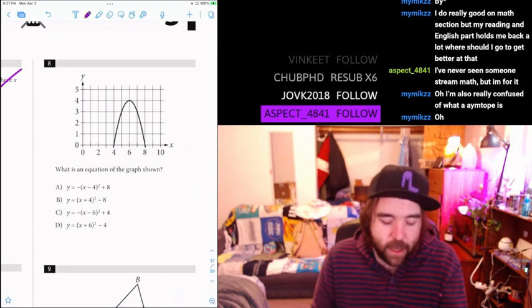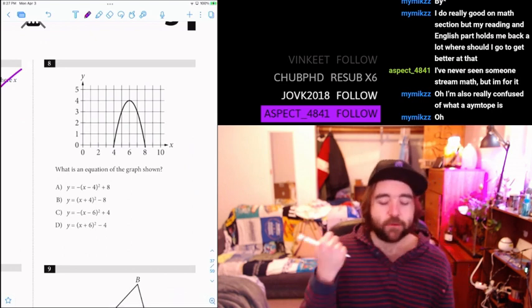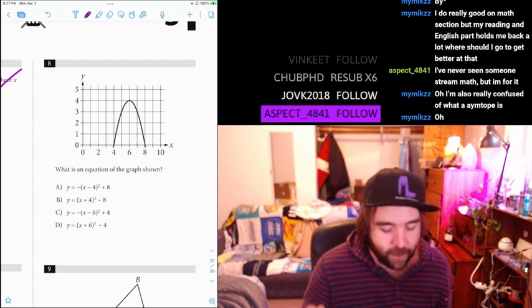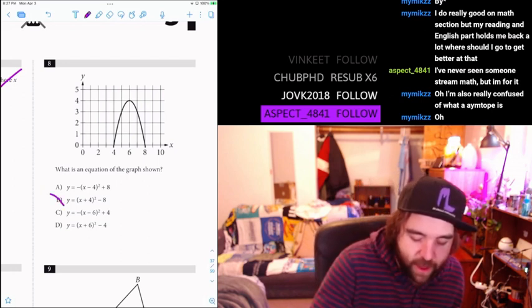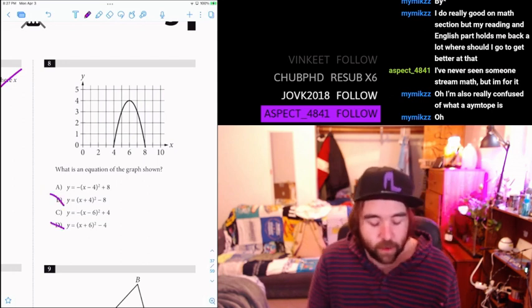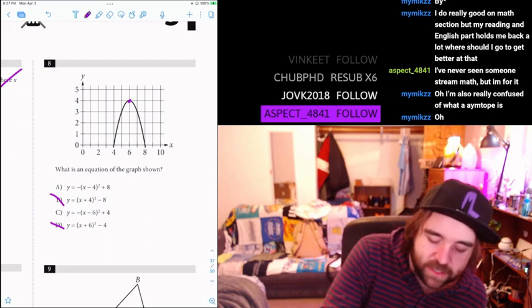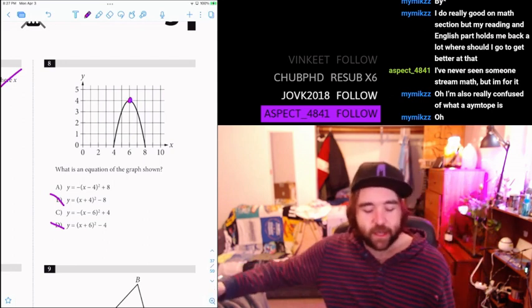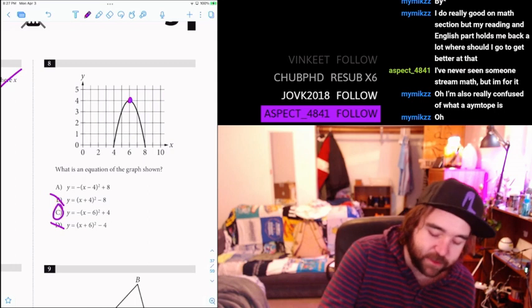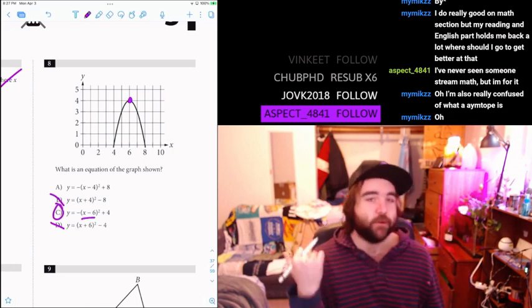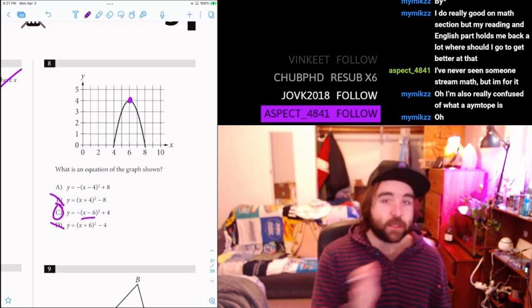All right, 8. So it's a parabola. What do you notice first? The parabola is upside down. That means it has to be negative. Cross out that, cross out that. What do you notice now? I notice that the vertex is over at 6, which means it has to be C. Because remember, this done directly to the x value, that's what moves it left and right.